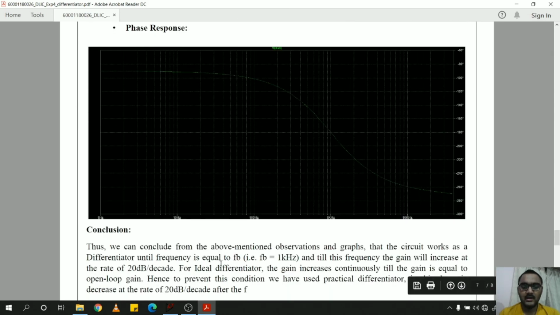To conclude, at the frequency equal to FB, the gain starts decreasing, and until the frequency of FB, the system acts as a differentiator. So this was op-amp as a differentiator.